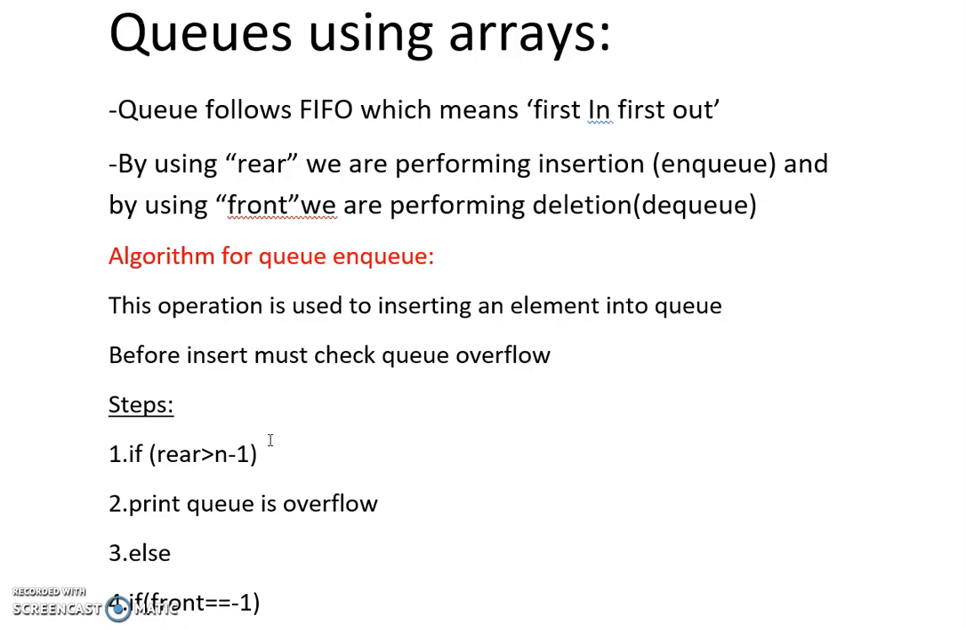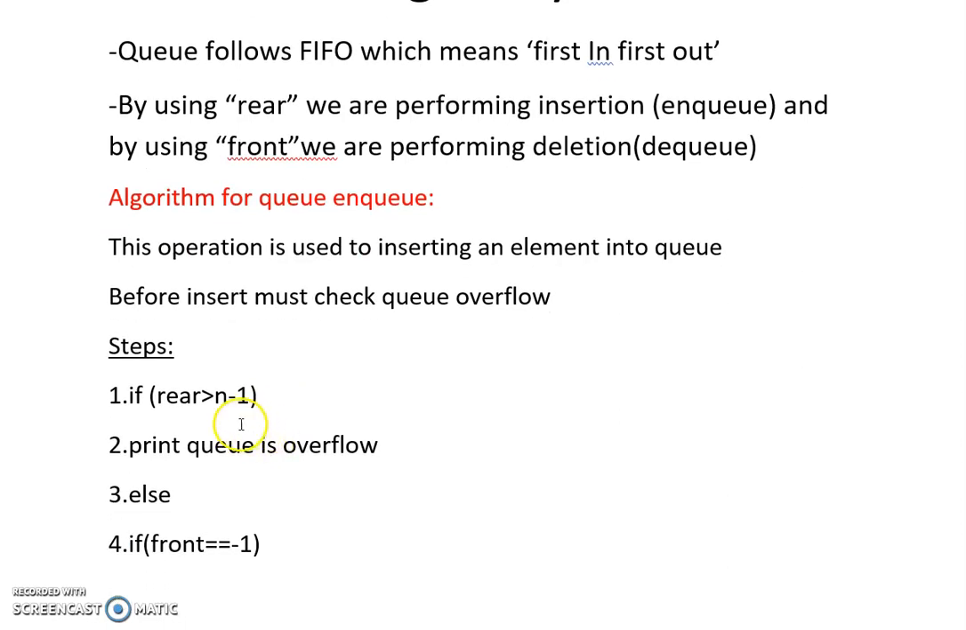Algorithm for the queue NQ operation. This operation is used to insert an element into the queue. Before inserting an element into the queue, we must check whether the queue is full or not. If the queue is not full, we can enter values into the queue. If it is full, we can't enter elements into the queue. For that, we need to check one condition.